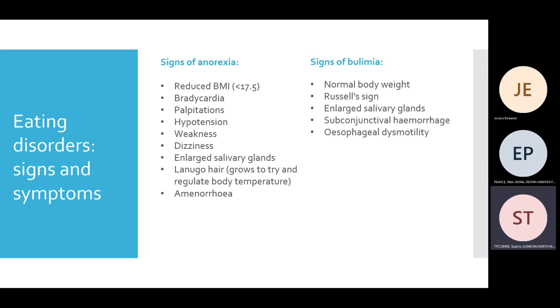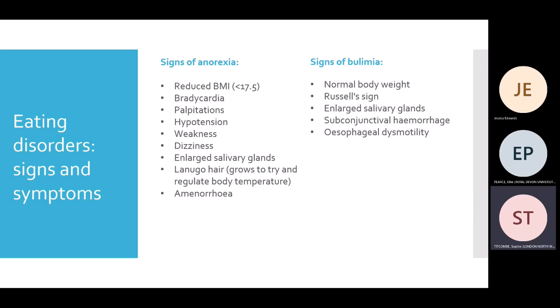So thinking about our signs and symptoms of anorexia and bulimia then. We've adhered to some of these already. With anorexia, we tend to see a reduced BMI, so that's anything less than 17.5. We see bradycardia, palpitations, hypertension, weakness, dizziness, enlarged salivary glands, lanugo hair, and amenorrhea. In our bulimic patients, as already mentioned, these tend to be people who have normal body weight.